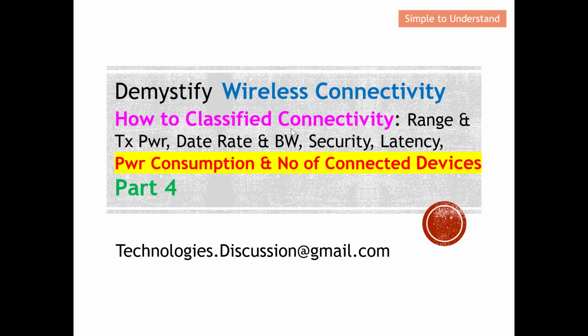In my part 3 series discussion, I also discussed the security aspect of wireless technology, from almost no security all the way to mil-spec security. Next, I also mentioned latency, the delay on the connectivity. Some so-called IoT applications allow us to have a large latency, while some applications like autonomous vehicles don't allow us to have a large latency.